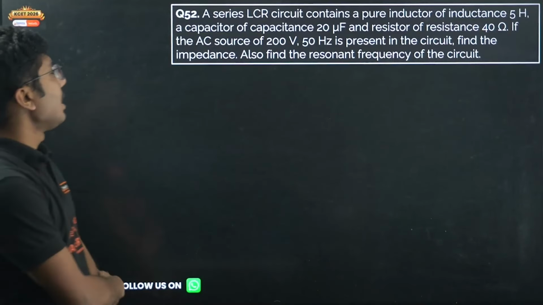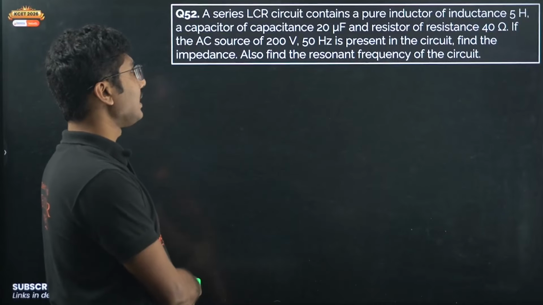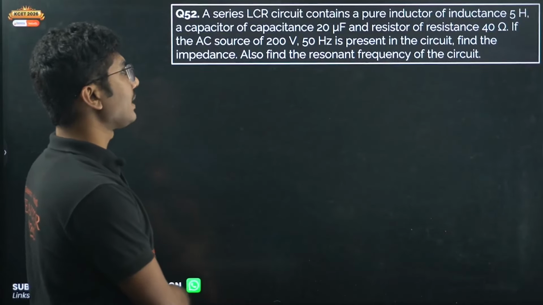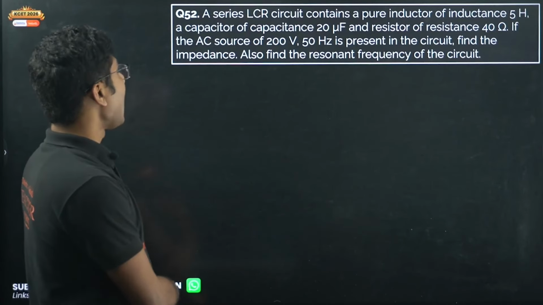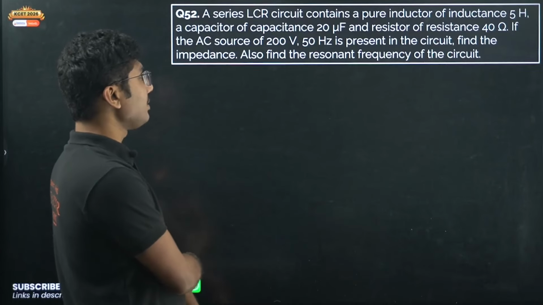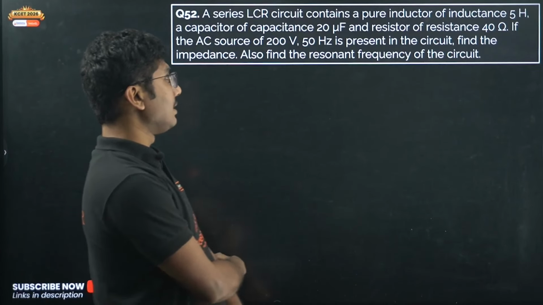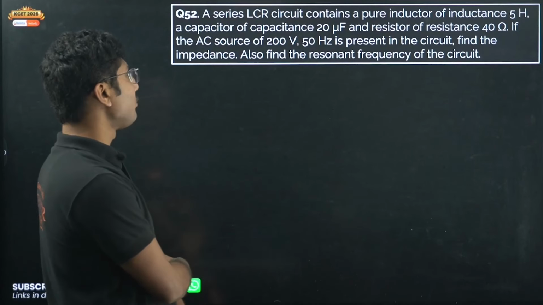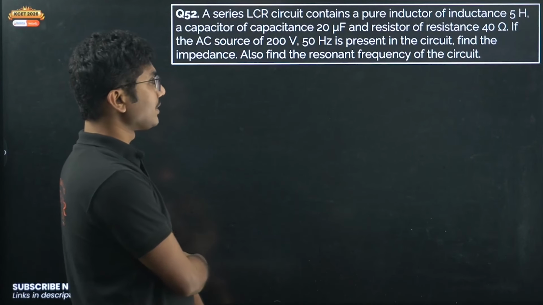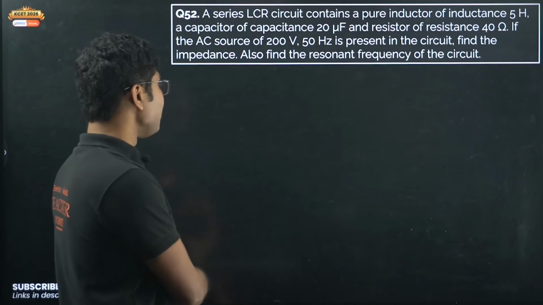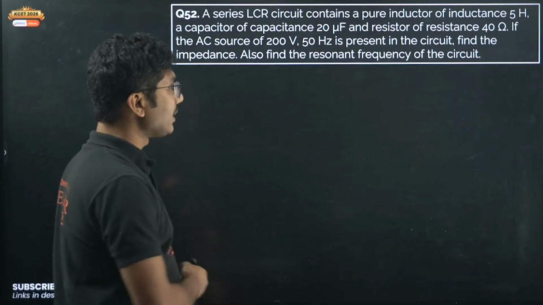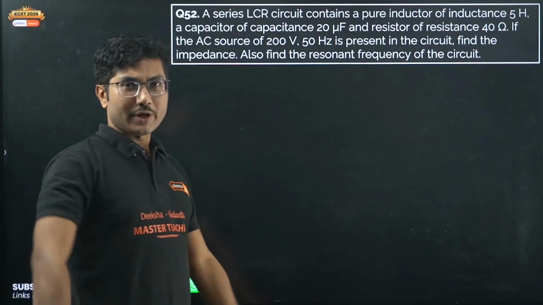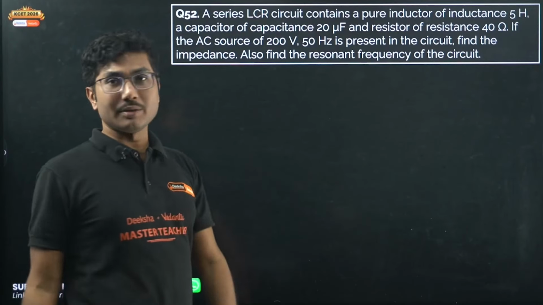Now next, a series LCR circuit contains a pure inductor of inductance 5 Henry, a capacitor of capacitance 20 microfarad and a resistor of resistance 40 ohm. If an AC source of 200 volt, 50 Hz is present in the circuit, find the impedance, and also find the resonant frequency of the circuit. So you don't need to find current, only resonant frequency and impedance.